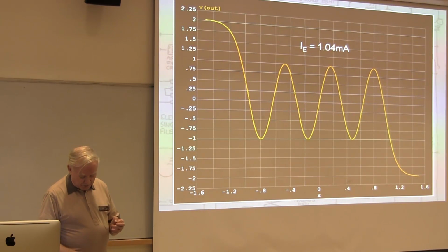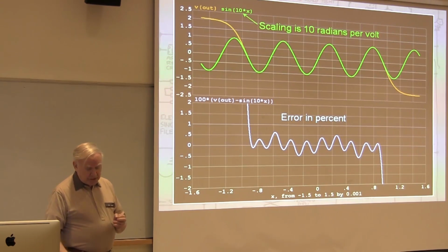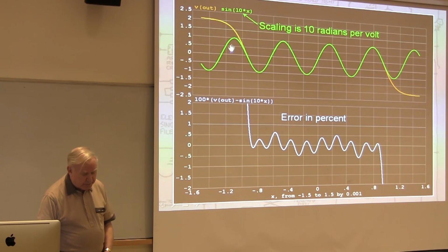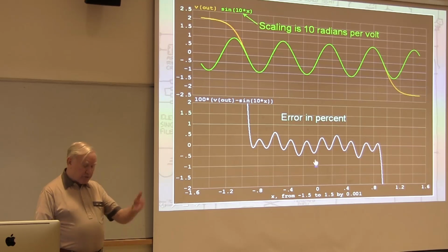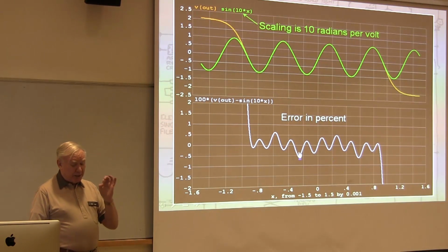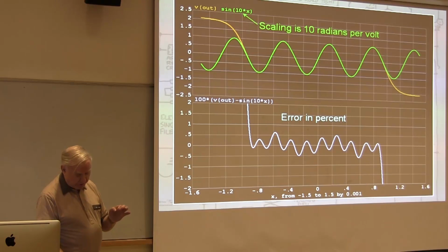It's very, very important. And this shows the actual function, and I've overlaid a pure sinusoid on top of it, and this is the error. In this case, this was just a quick simulation. The error was plus or minus 0.5%, but the actual part is better than that, partly because it's laser trimmed.